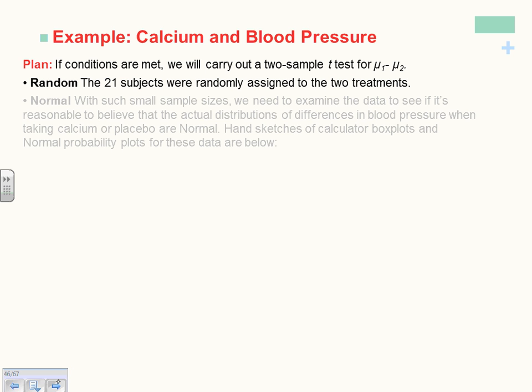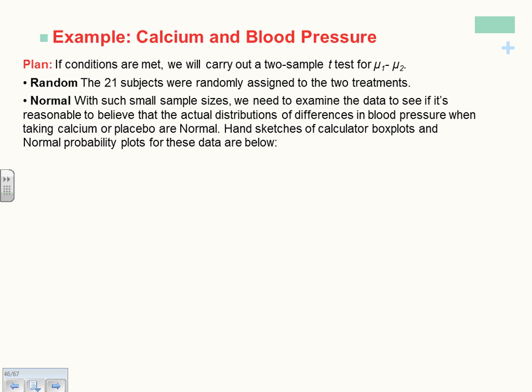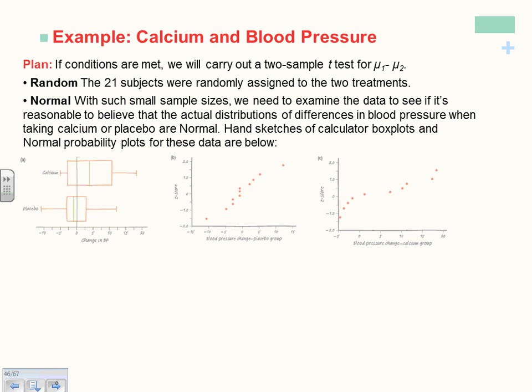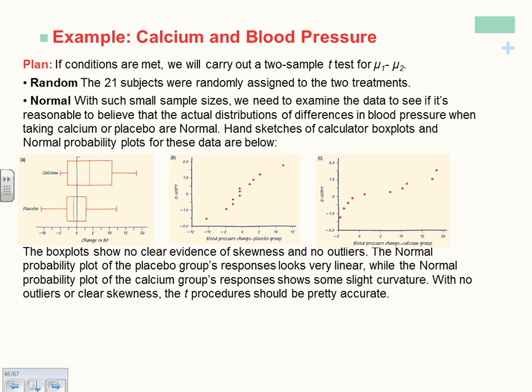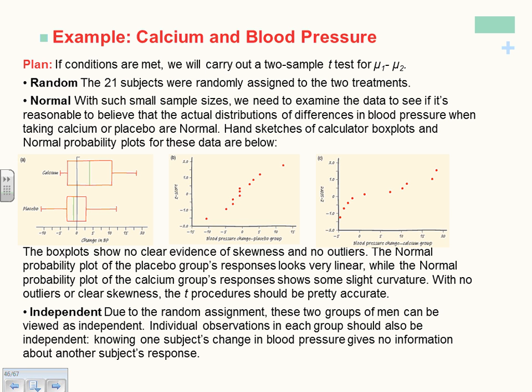But first we have to check our conditions. Said it was random, normal. With a small sample size, we need to examine the data to see if it's reasonable to believe that the actual distributions are normal. So here I'm going to make a box and whiskers plot. You could have picked other things, but I looked at it for both populations here. And both of them look fairly normal. Maybe some slight skew, but fairly normal. So we could go ahead and assume that they are normal.